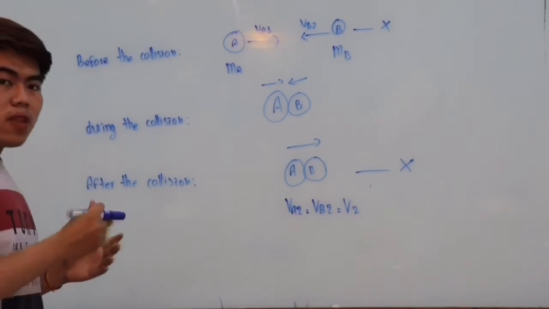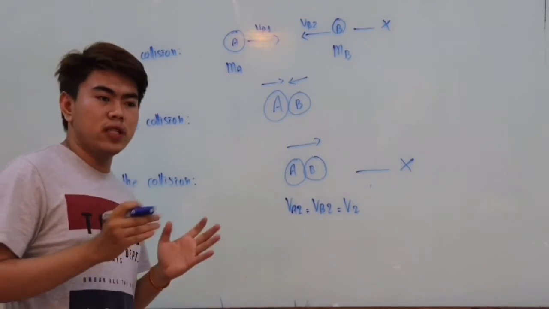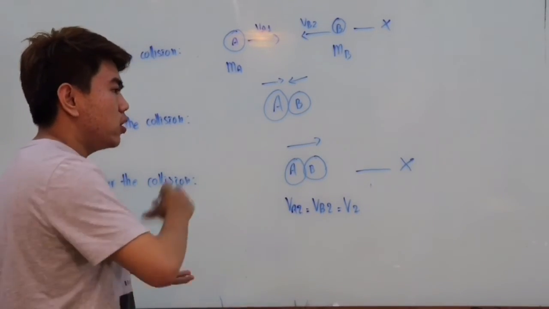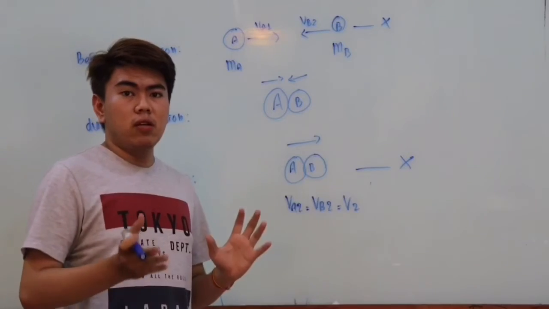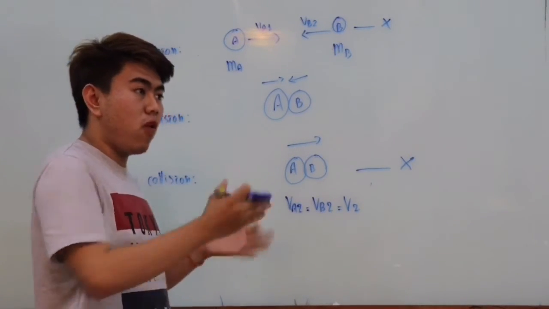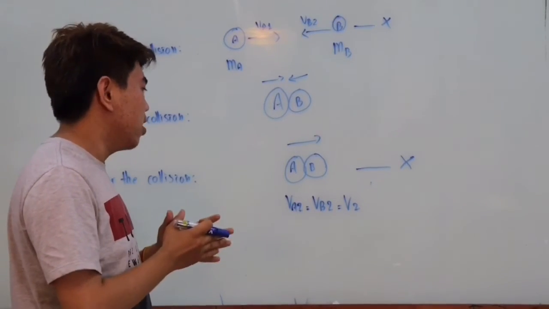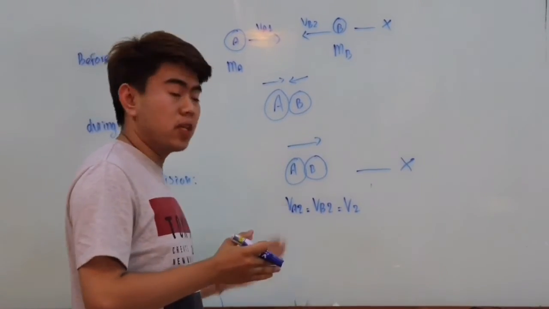What is so special about the completely inelastic collision is that after the collision, both objects stick with each other, or we can say that it forms a new mass combined of those two objects, and they have the same velocity after the collision.